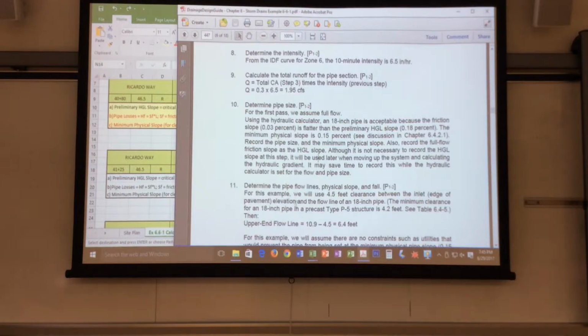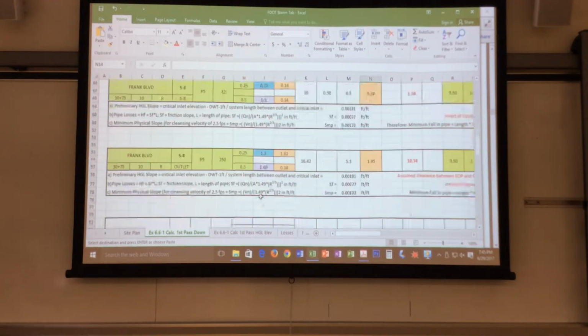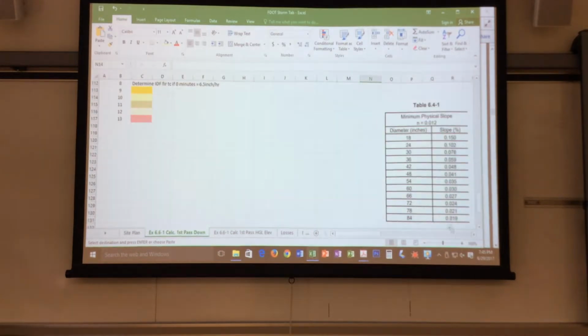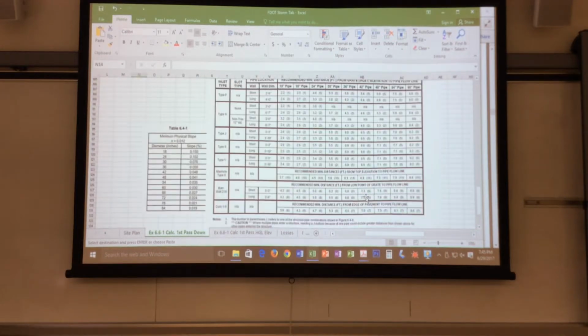The next part, it says, step 11, determine the pipe flow line's physical slope and fall from P1 to 2. For this example, we use 4.5 foot of clearance between the inlet at the edge of pavement elevation and the flow line of the 18-inch pipe. The minimum clearance for the 18-inch pipe in a precast type P-5 structure is 4.2. Where did that magical number come from? See that table? I went ahead and put it down here. It's not in your Excel. I accidentally erased it. Oops. So here is the table that they're referencing.